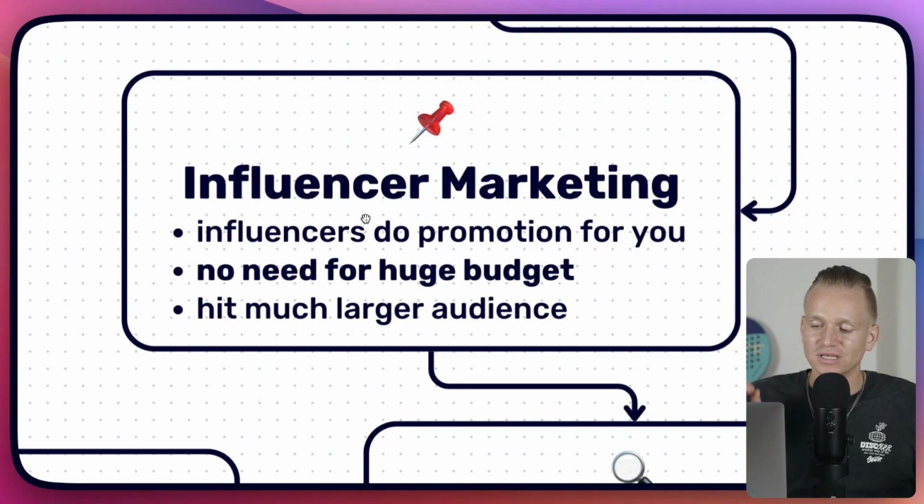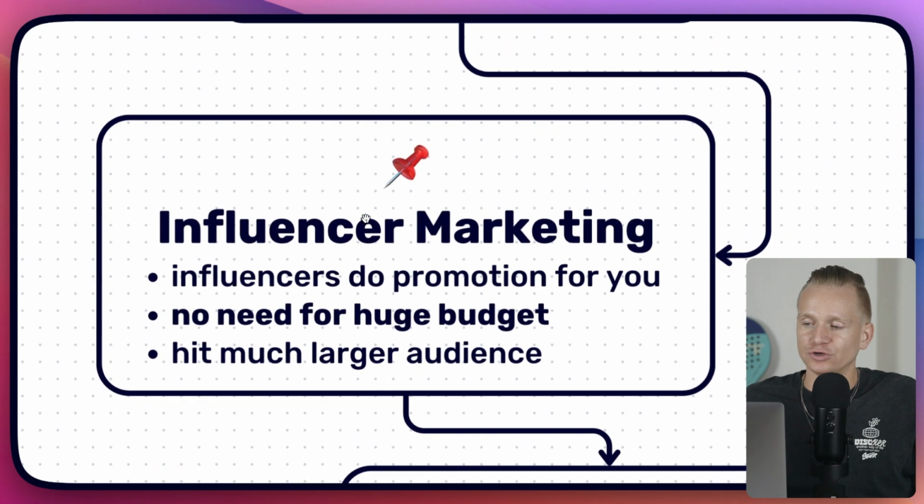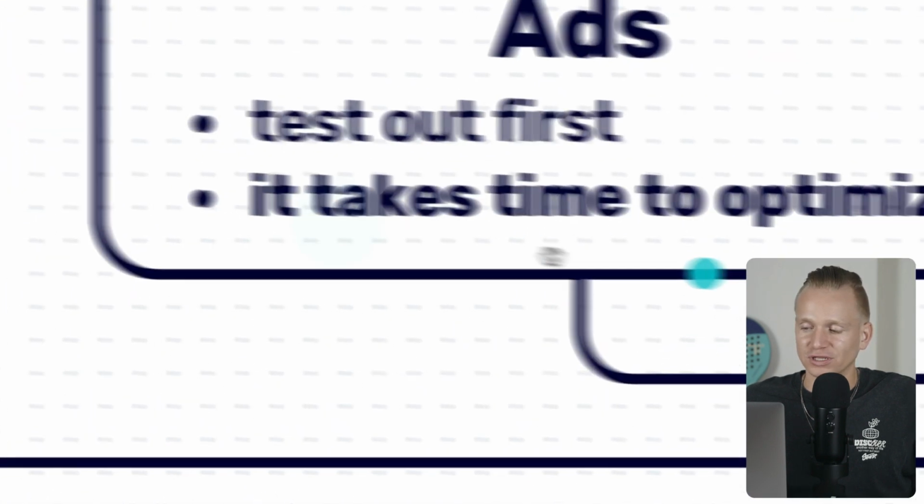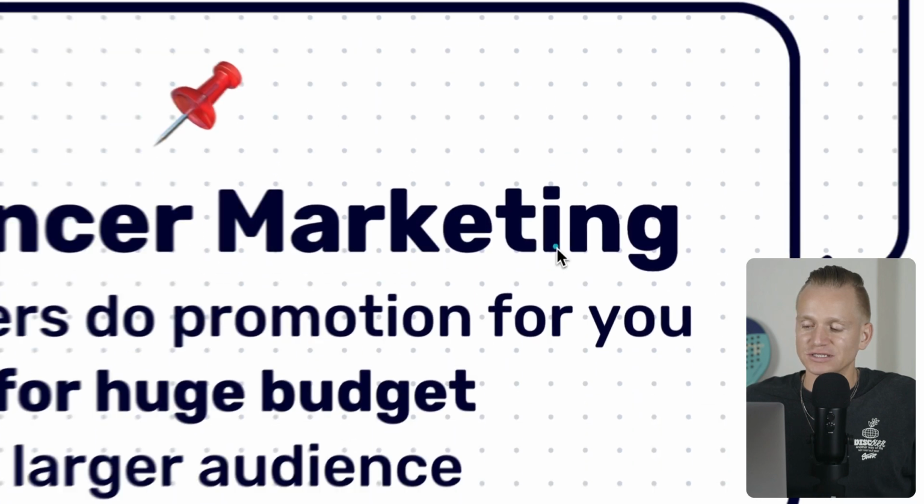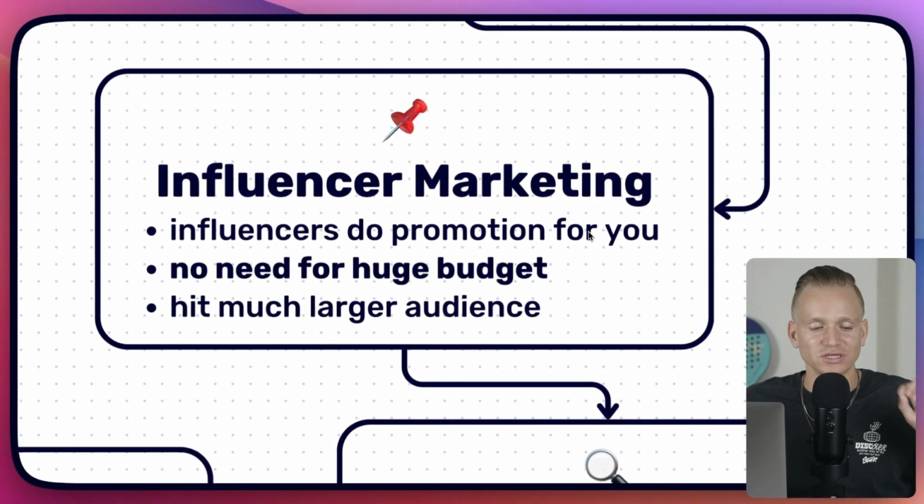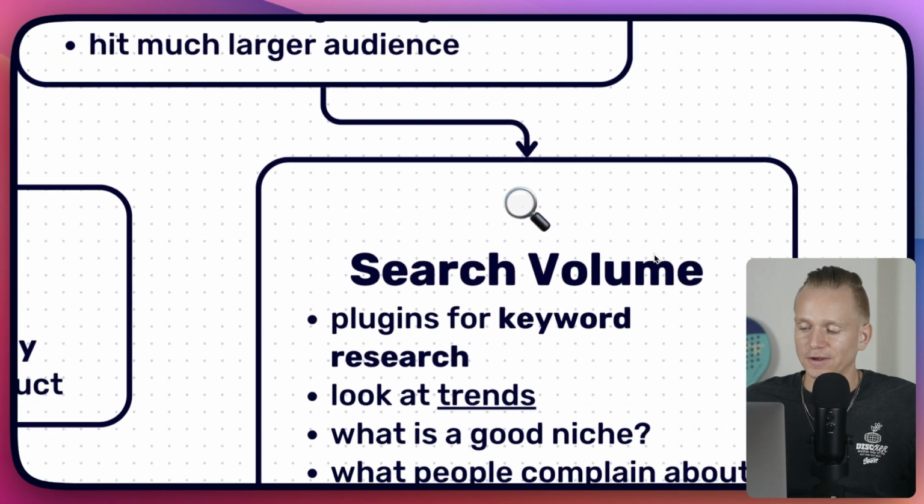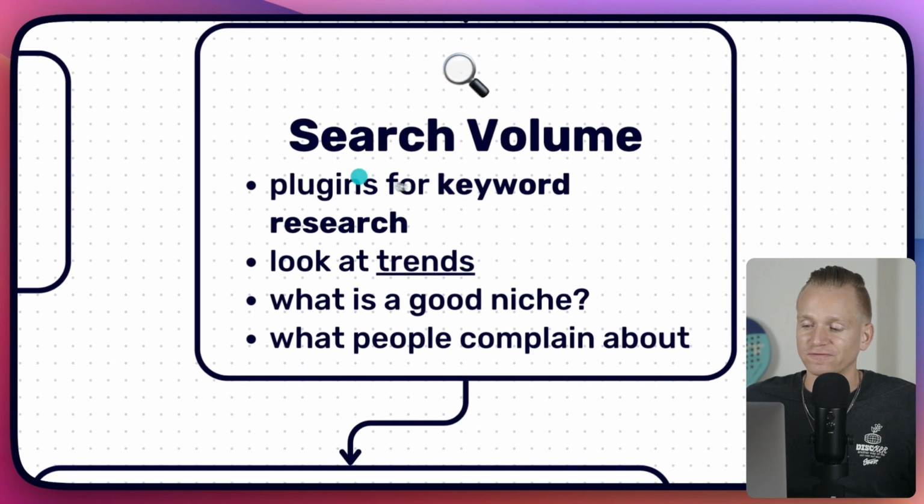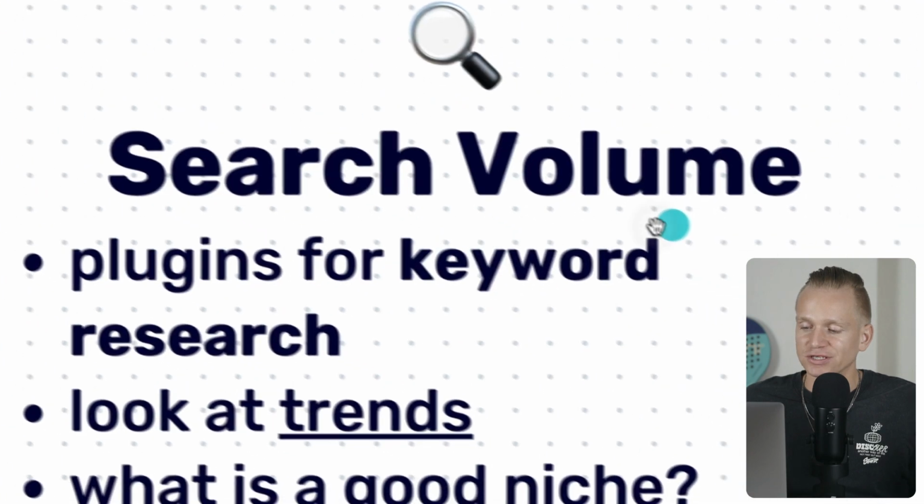Check out some of my other content. But basically, this is for when you don't want to spend a ton of money and you want to do some testing with a higher ROI. If you're not going all in on one product and running ads, and you want to test a few different things and spend only a little money on testing, influencer marketing is probably the better way. Another thing you can do, of course, is check the search volume.